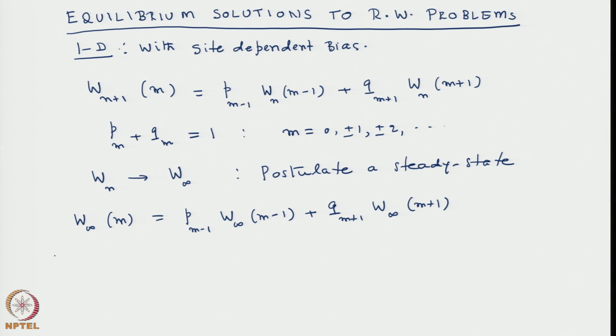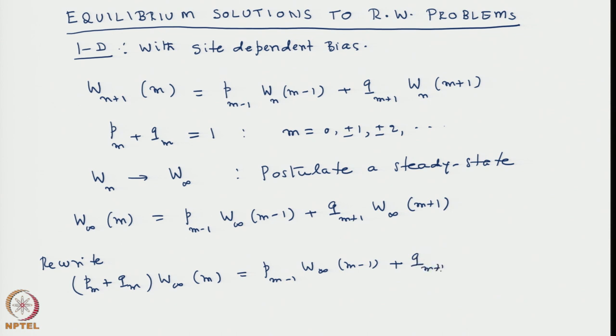I can rewrite this equation by multiplying the left hand side with the Pm plus Qm, because that is 1. So, I can write it as Pm plus Qm W infinity m equal to Pm minus 1 W infinity at m minus 1 plus Q m plus 1 W infinity at m plus 1.